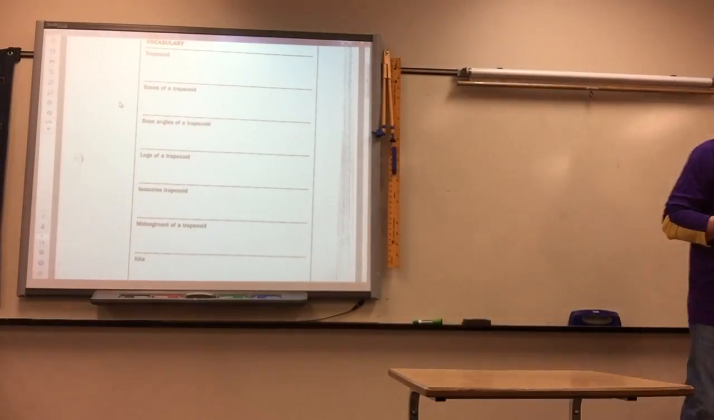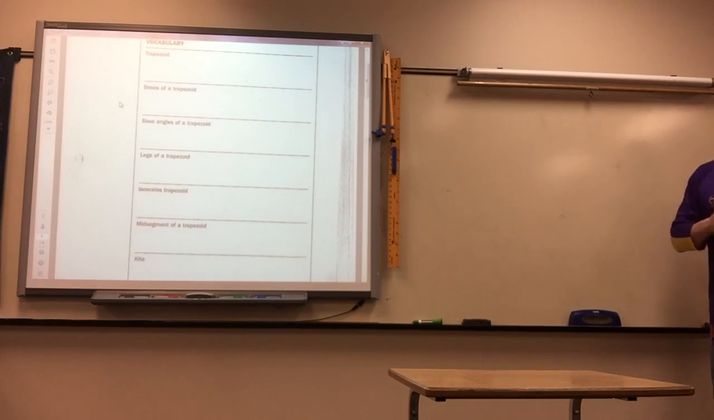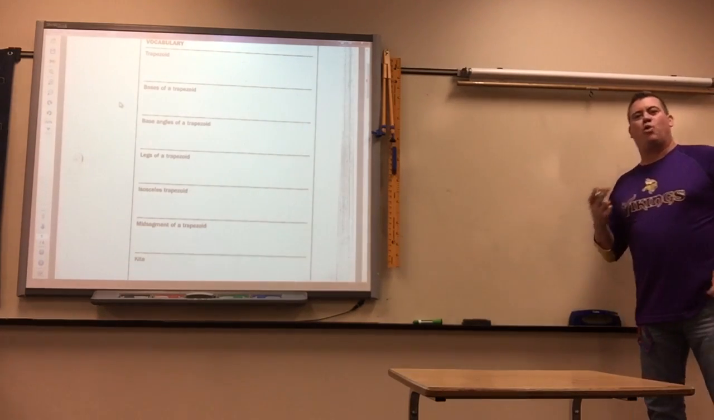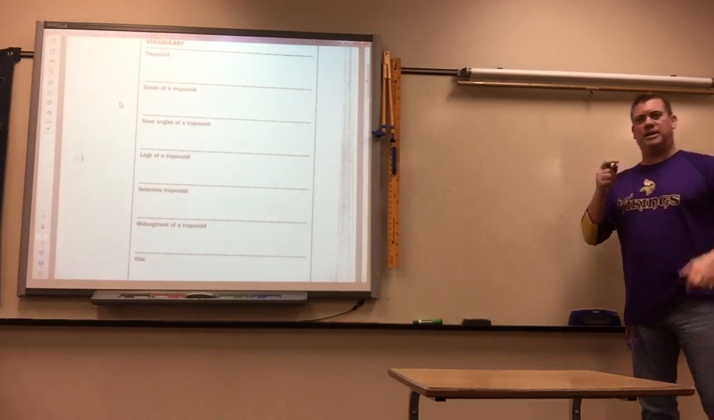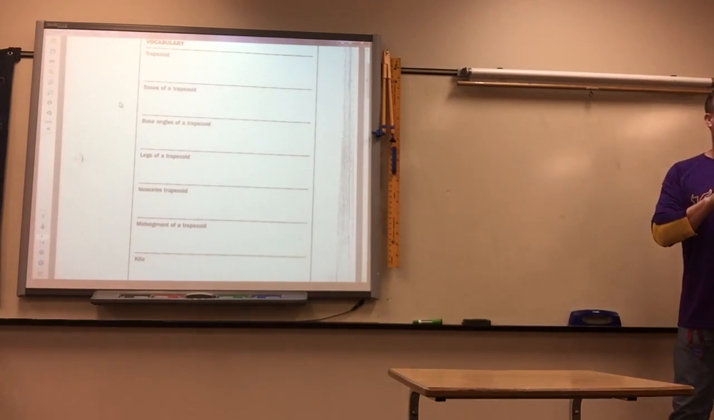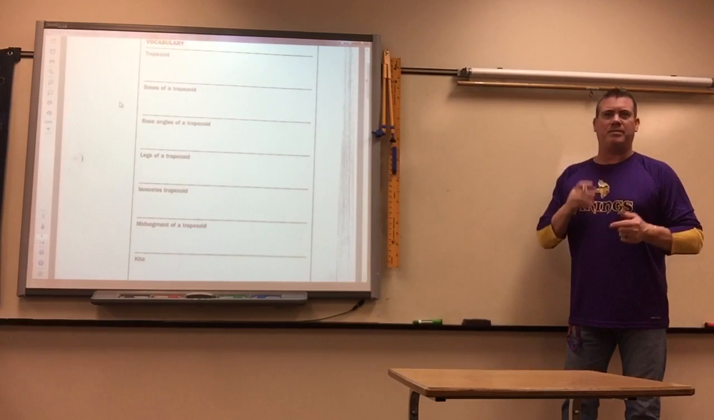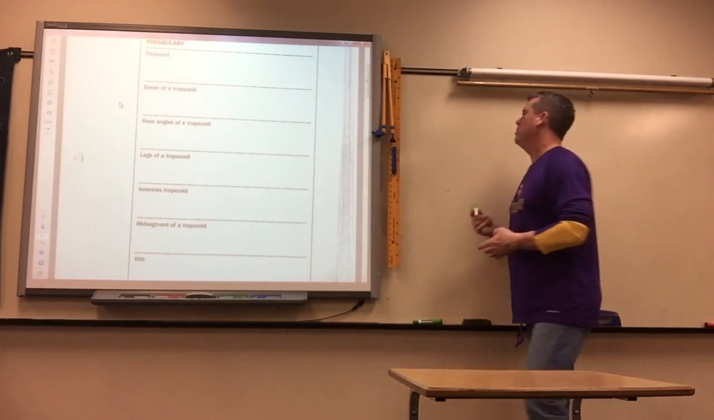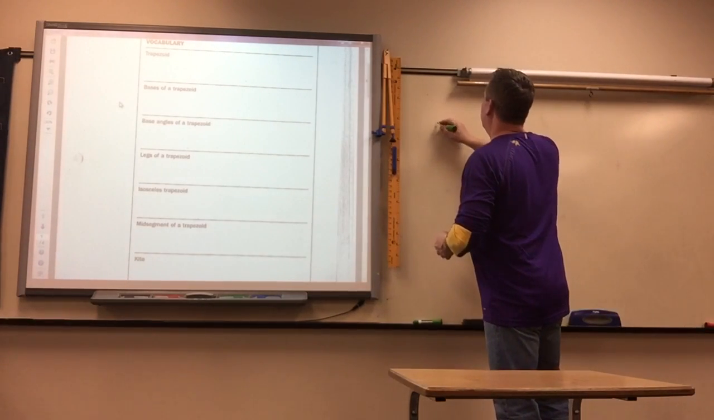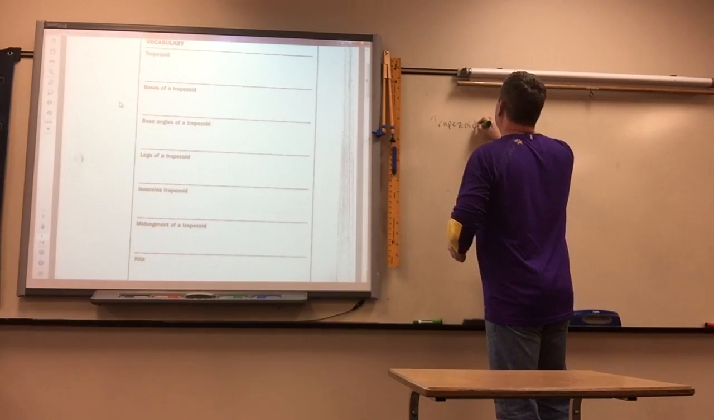All right, you guys. Two more types of quadrilaterals. Yesterday we did rectangles, rhombus, squares. These are just, they're not parallelograms. So it's just two more types. They are trapezoids and kites.